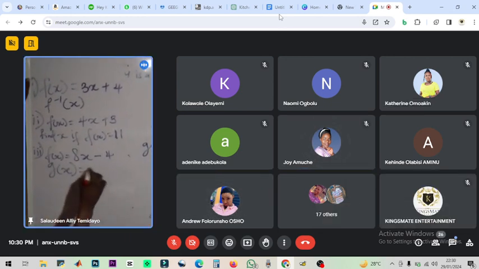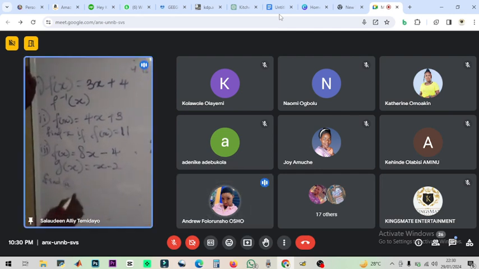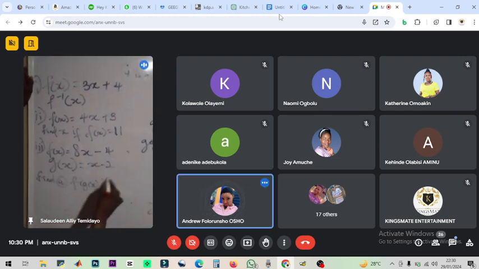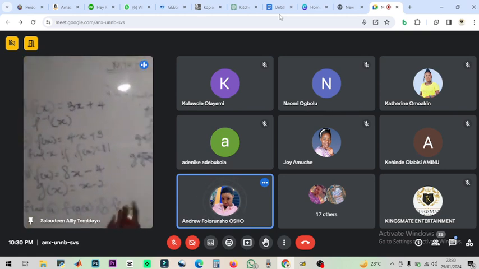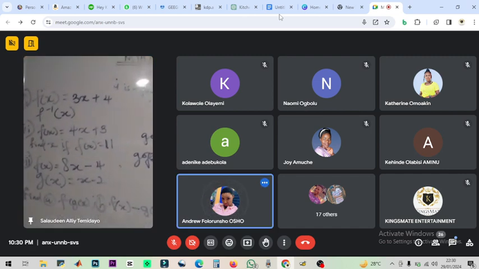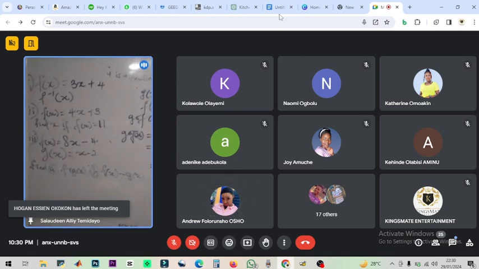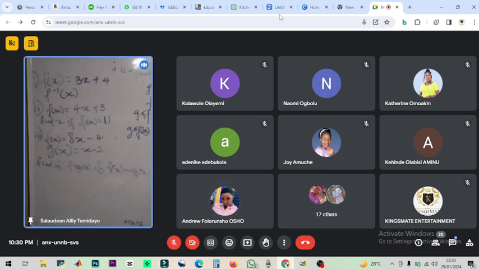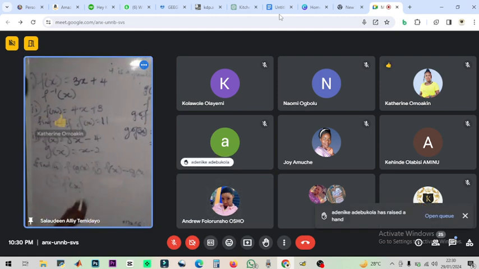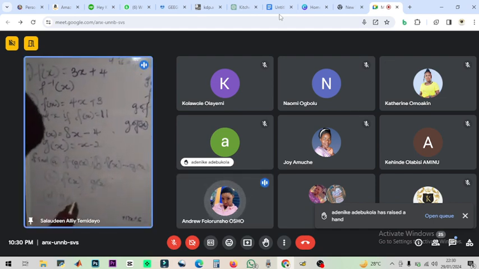g of x equals x minus 2. Find (a) f of g of x, (b) f of x minus g of x, and (c) f of x divided by g of x. Okay, don't you think we should submit this in the group? Let's see those that are going to submit their own.